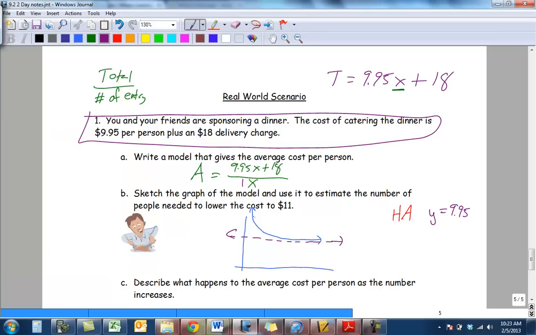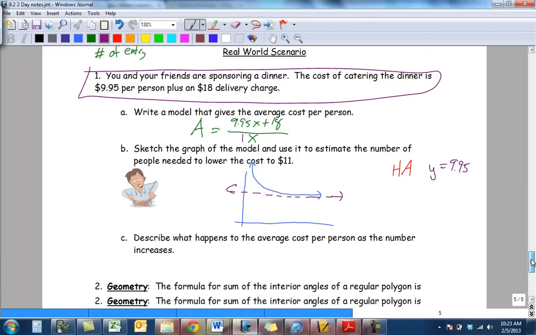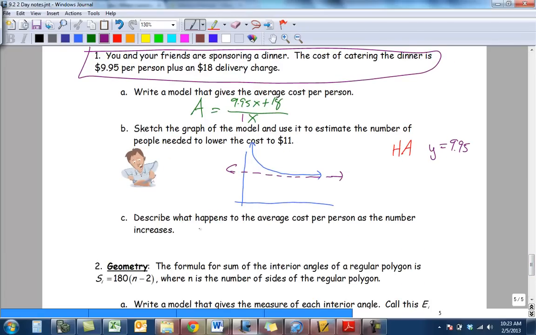So let's think about why. Why is this graph coming down so quickly, and then it kind of slows down and skates along this graph? Well, that's what's happening in part C. Describe what happens to the average cost per person as the number increases.